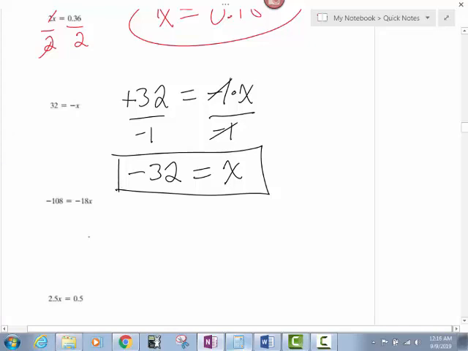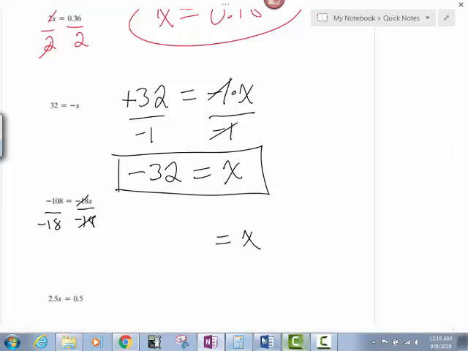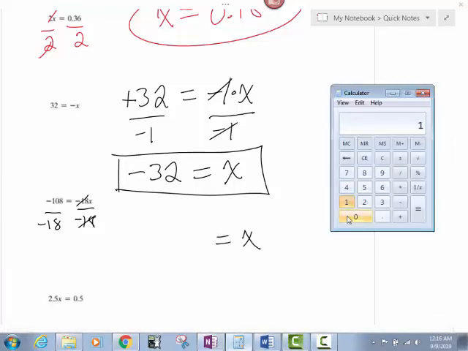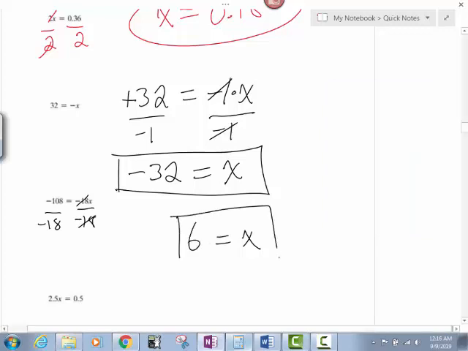All right, let's try the next one here. We're going to divide both sides by the number negative 18. Negative 18. So that negative 18 and that negative 18 will divide out. I'm going to grab my calculator right here. I'm going to take 108. Now I want you to notice something. We have a negative divided by another negative. Well, I know a negative divided by a negative is a positive, so I'm not even going to worry about putting my negatives here. Divided by 18, and we come up with 6. Okay.